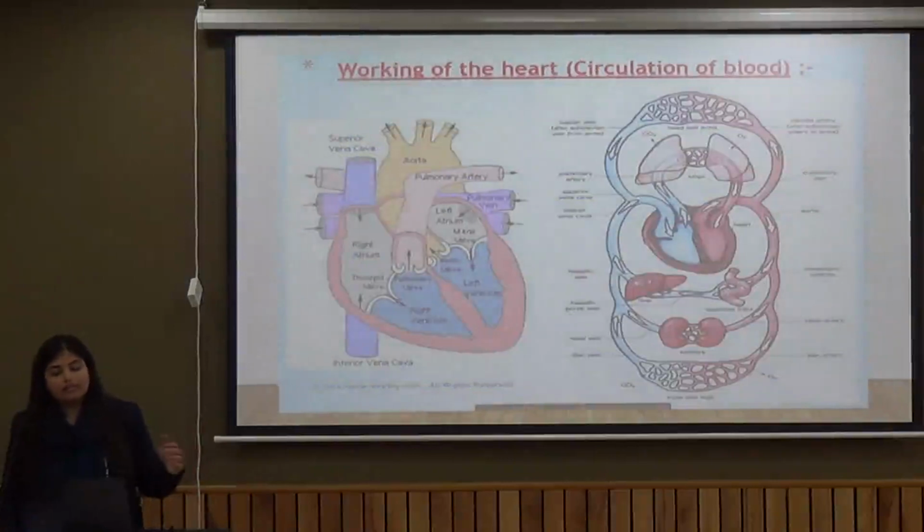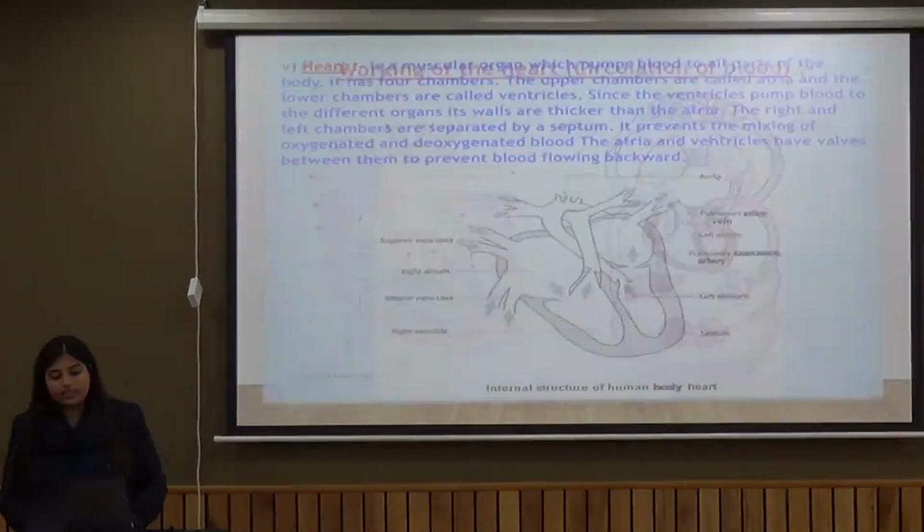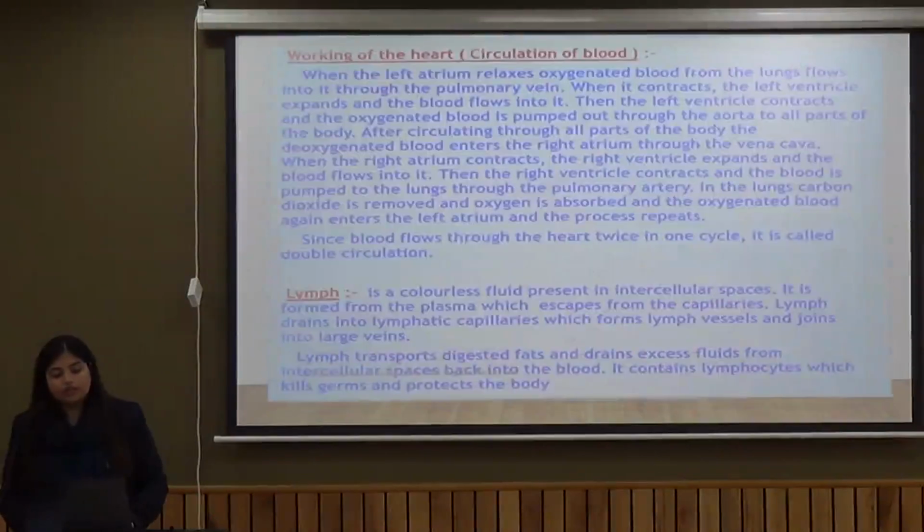Once the blood reaches the right atrium, the valve between the right atrium and the right ventricle opens, the blood flows down, and then the heart contracts, and through the pulmonary artery, the blood goes to the lung and the deoxygenated blood gets oxygenated. Since the blood has to go through the heart twice during one cycle, it is called double circulation.